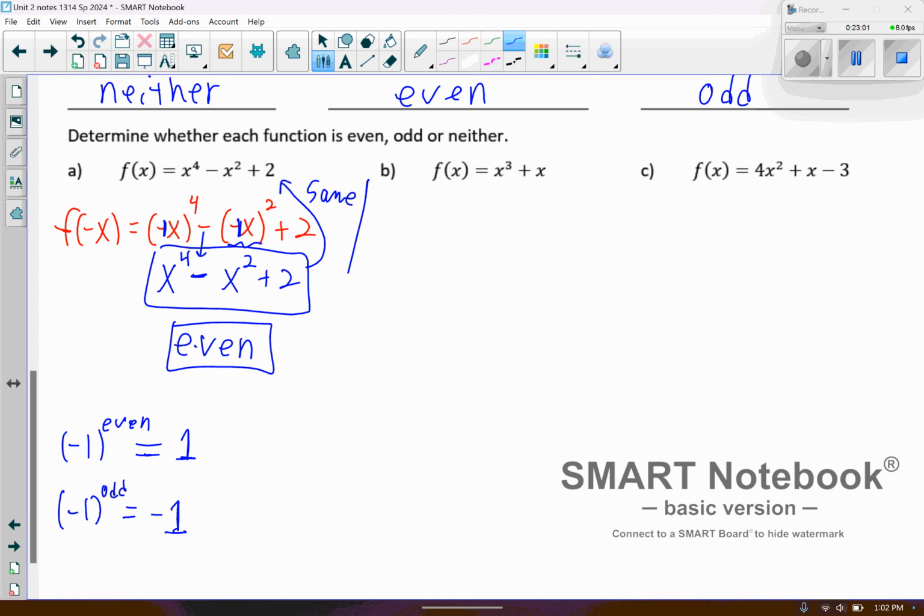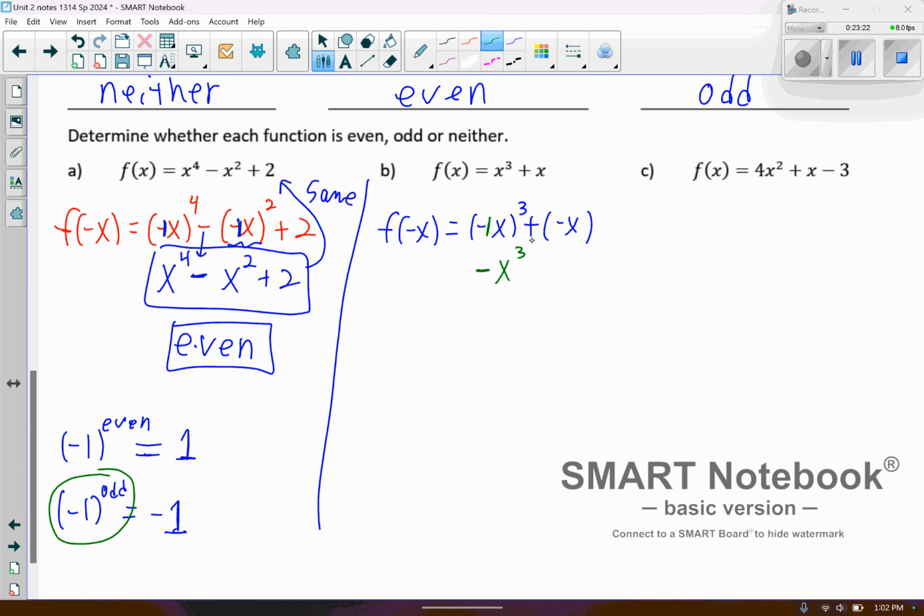Okay, let's look at b. Once again, f of negative x. I'm going to have negative x to the power of 3 plus a negative x. Over here we saw that if I have negative 1 raised to an odd power, it stays negative. So this is going to be negative x cubed. Then adding a negative is the same thing as minus x, and that's what I get here. If you look here, it's basically the exact opposite. All my signs were changed. So this one's going to fall into the odd category.